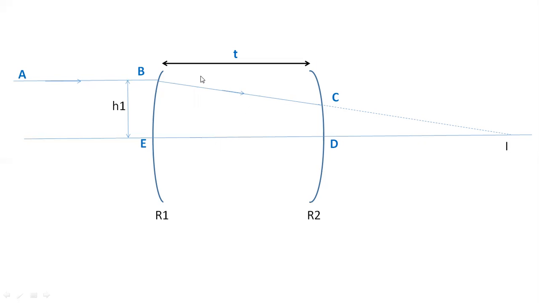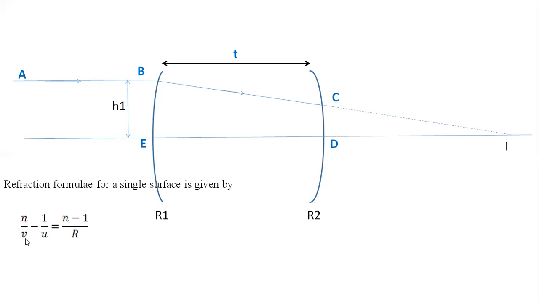You have to first derive the expression for the first spherical surface. In the absence of the second spherical surface, the BC light ray travels without any deviation. Therefore, you get the image. Now, these are parallel rays of light. The light is traveling from the object which is at infinity and we get the image at I due to the first spherical surface. Therefore, the refraction formula for a single surface, that is for the first surface, is given by n by v minus 1 by u is equal to n minus 1 divided by R.